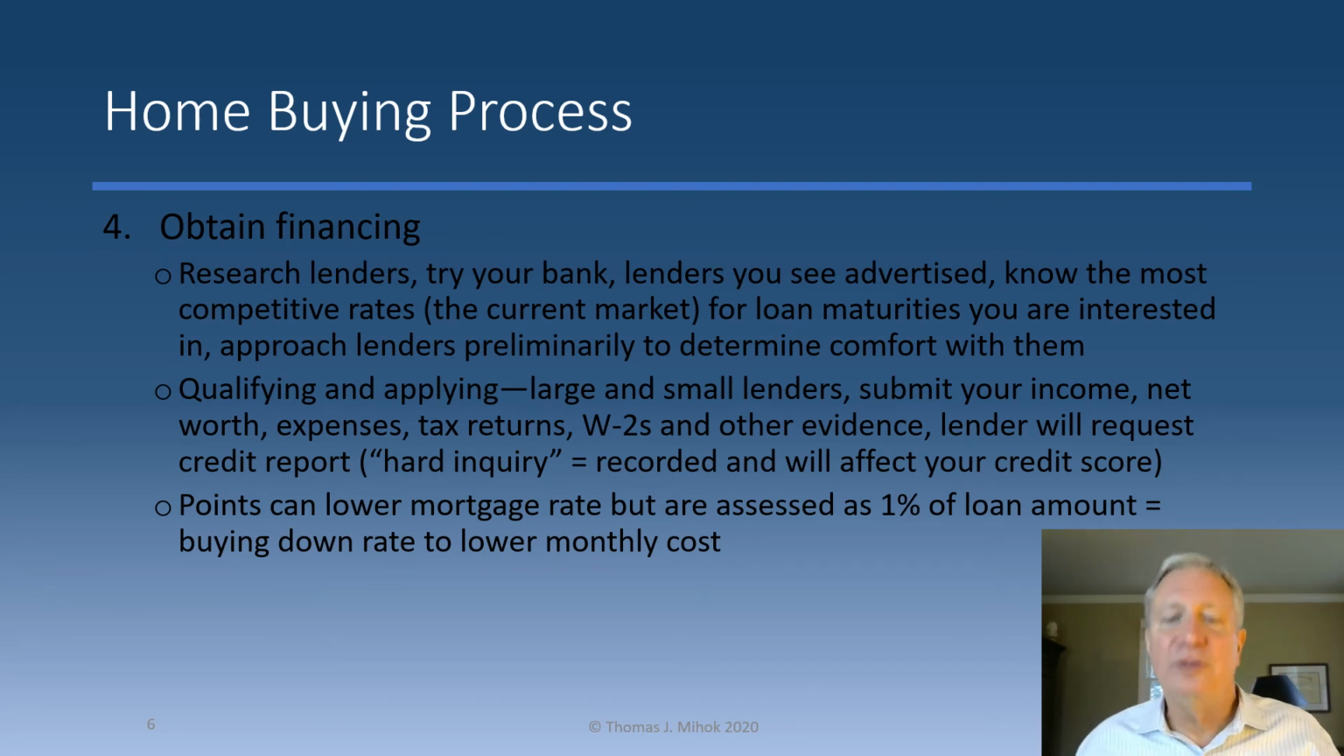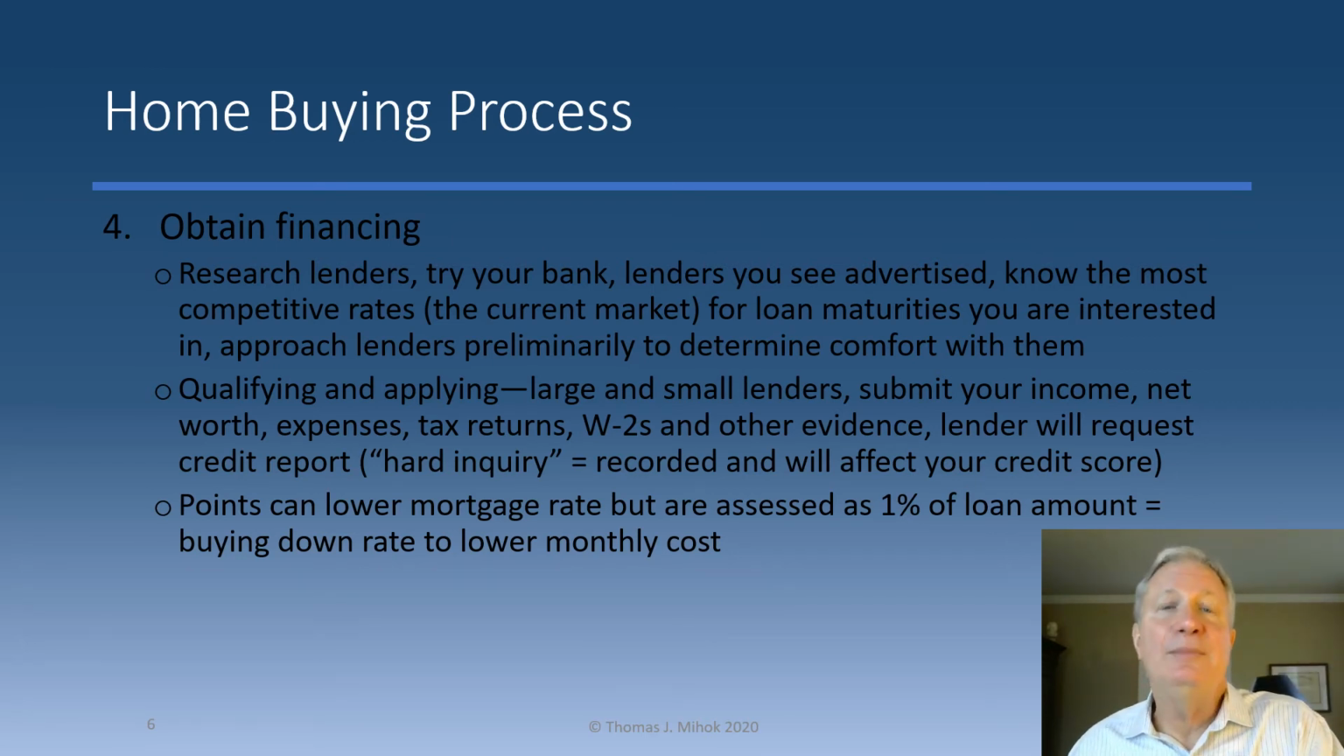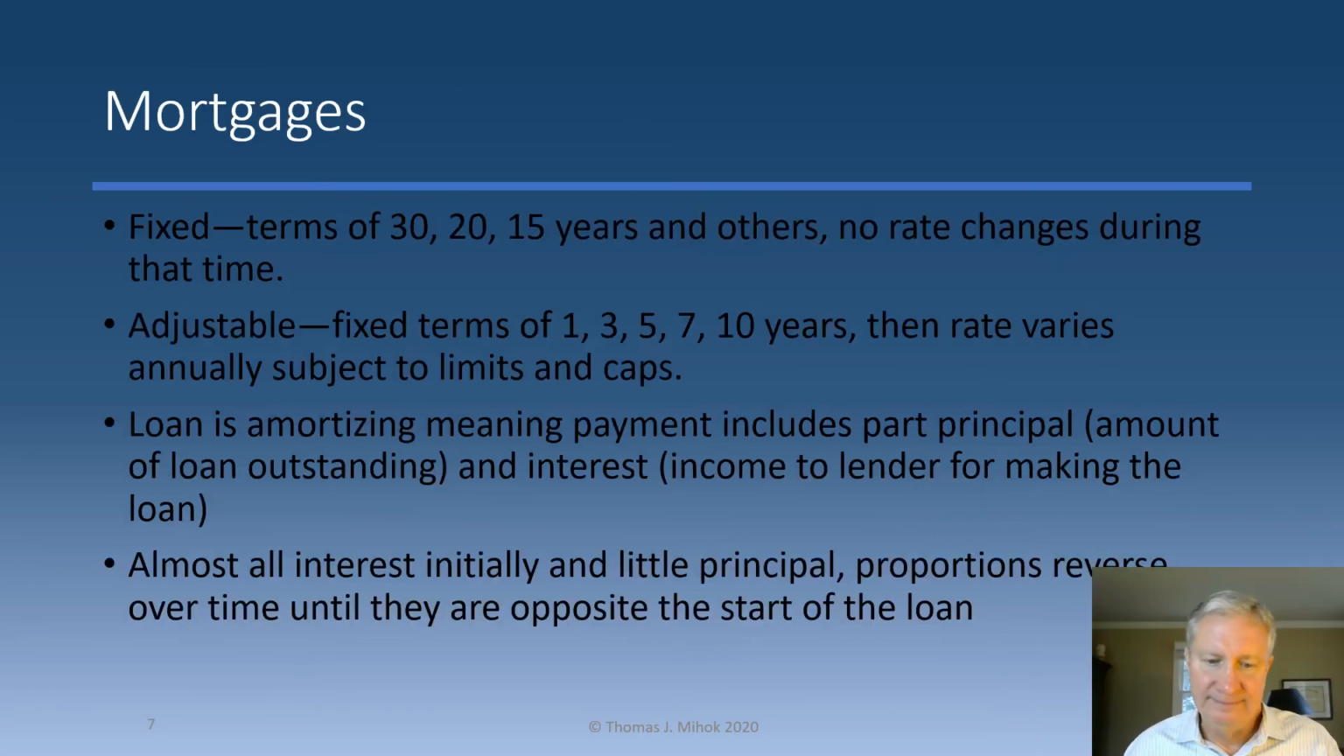Points can be used to lower your mortgage rate, but they're assessed as 1% of the loan amount, meaning that if you're borrowing $400,000, 2 points are $8,000. So you're financing more of your loan. It can lower your rate and therefore lower your payment, but you're going to be paying more over the life of the loan. You're effectively buying down. By financing more, you're buying down the rate to get a lower monthly cost.